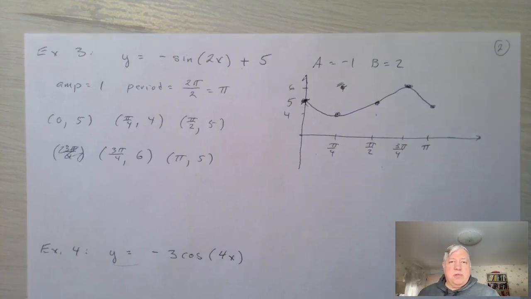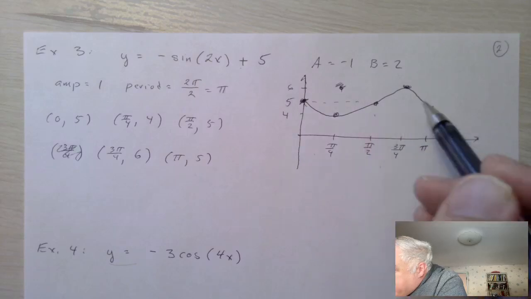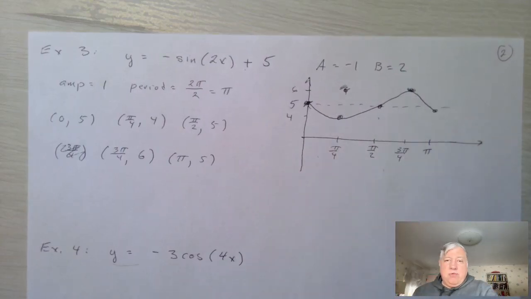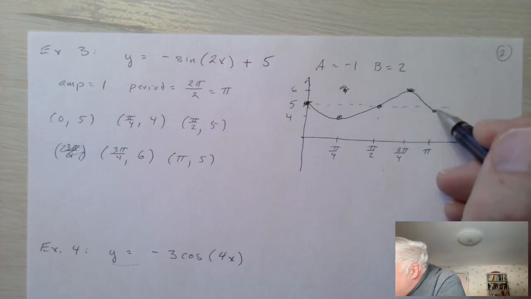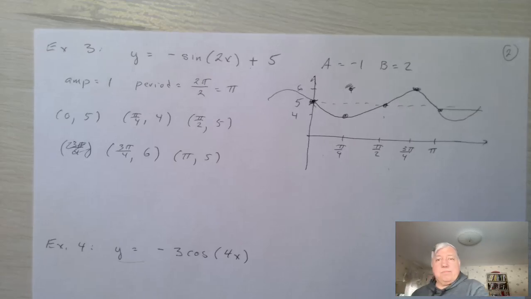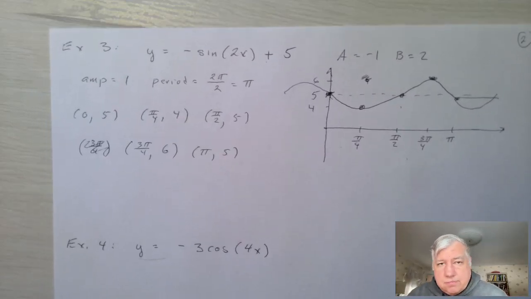Okay, so it's kind of exactly what we expected it would be. The amplitude is 1, right? So we know that this distance is 1. So this is a case where we won't have any x-intercepts at all, okay? Because this plus 5 shifts everything up 5 units, and then we can just continue this like so.